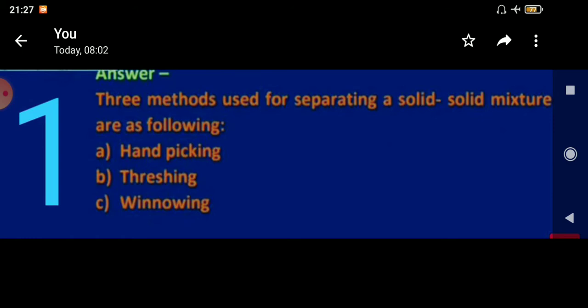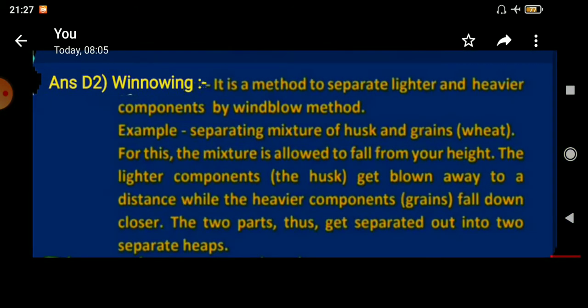Okay, so the methods used for separating solid to solid mixtures are hand picking, threshing and winnowing. The second question is, what is winnowing? Give an example of a mixture whose components can be separated by this method. So you can write, winnowing is a method to separate lighter and heavier components by wind blow method. This is very important, wind blow method.